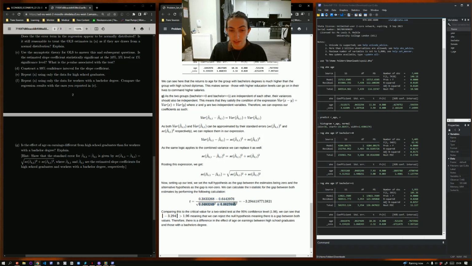And then we're going to calculate the standard error below as per our expression, and you should get a t-value of either positive or negative 3.294418771381. And because the magnitude of this is larger than 1.96, our critical value for the 95%, we can reject the null and say there is a difference in earnings between high school graduates and people with bachelor's degrees.